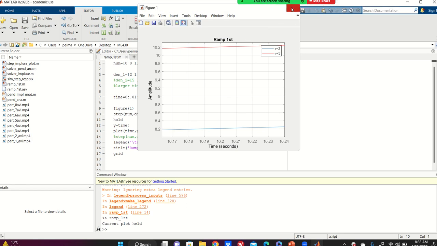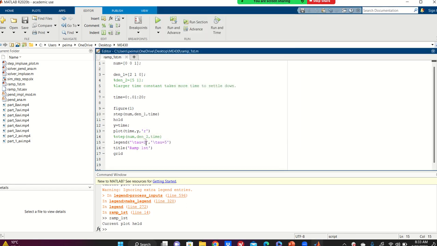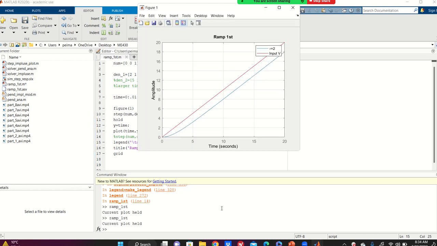Red is the input to the system. Red is the input voltage, and the blue is the response under the ramp, with tau equal to 2. See what I'm saying?